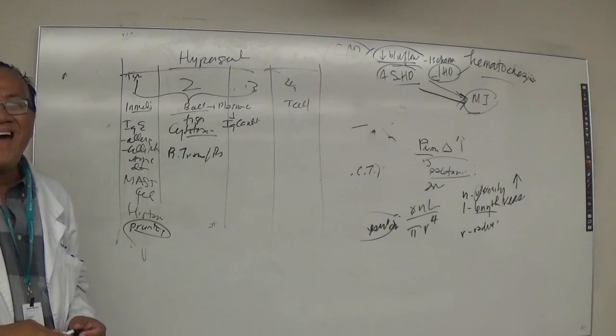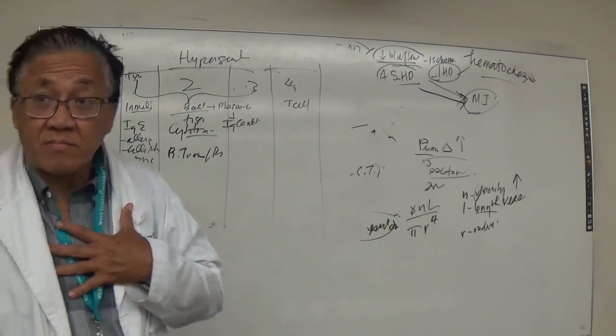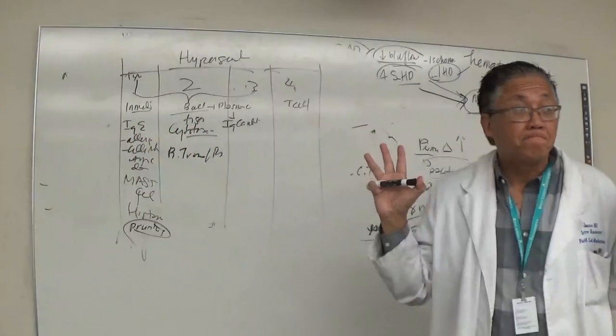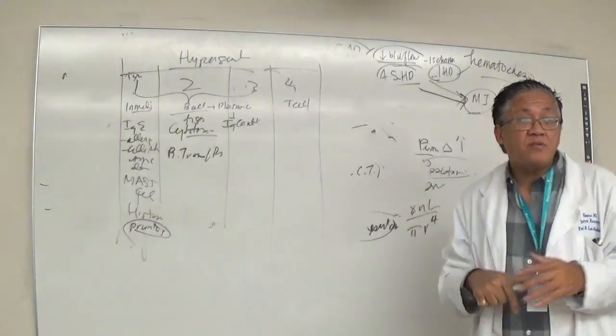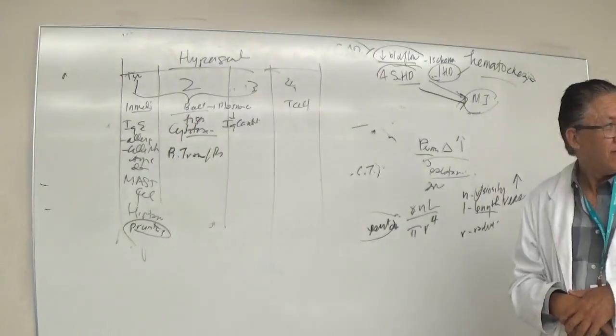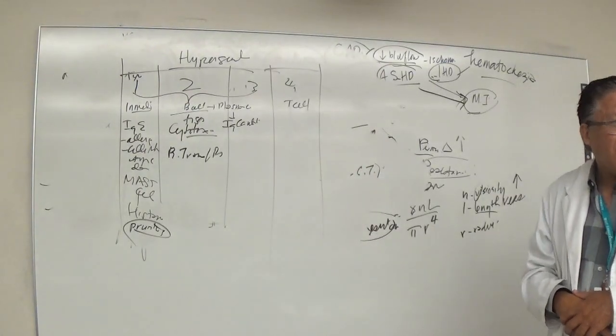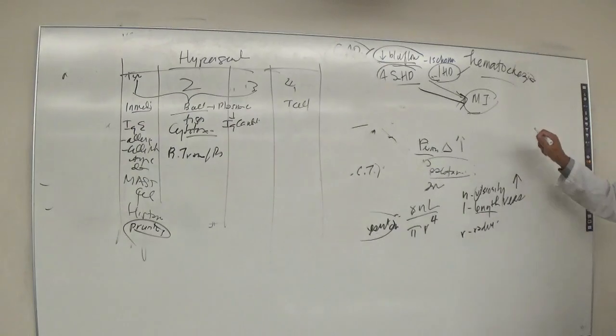So for example, I am blood type what? Blood type B, right? Who is blood type B here? Nobody's blood type B, really? I would have given you extra points if you were B. Don't tell a lie. Okay, Dr. Gamo is blood type B.